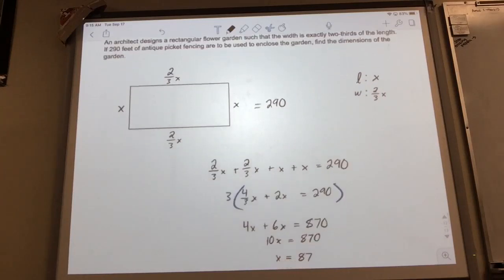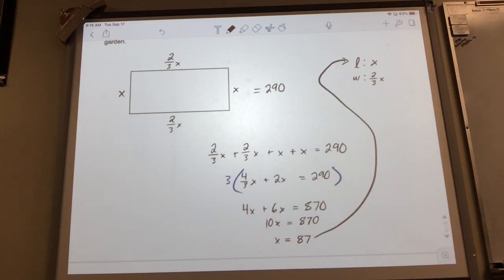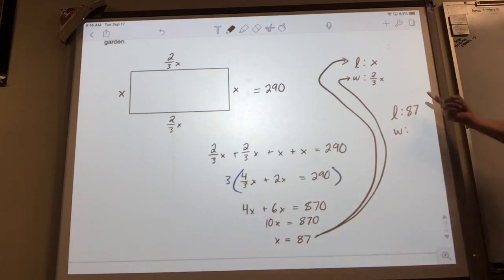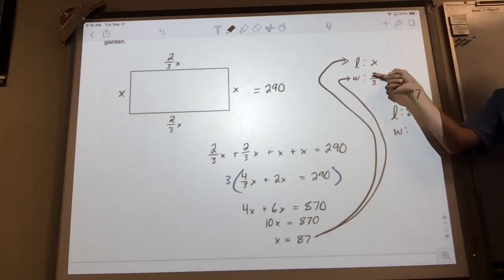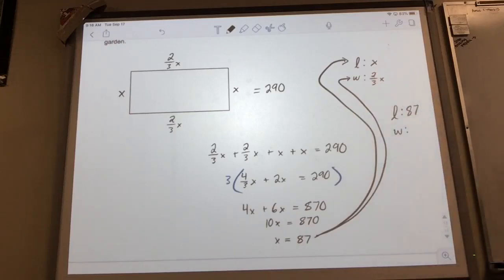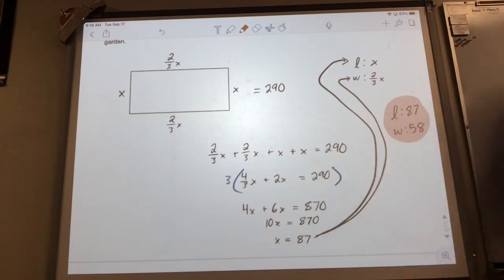Okay, it does say we want the dimensions, so we don't want x, we want x and 2/3 of x, so plug those in. The length is 87. The width is 2/3 of 87. If you don't know how to do that, take the big number, multiply it by the top, and then divide it by the bottom. So what's 87 times 2? And then divide that by 3. 87 times 2 is 174 divided by 3, 58. So there are two answers. So exact same steps as the one that was earlier in the notes, but we do have to solve with a fraction, which makes it a little bit harder.